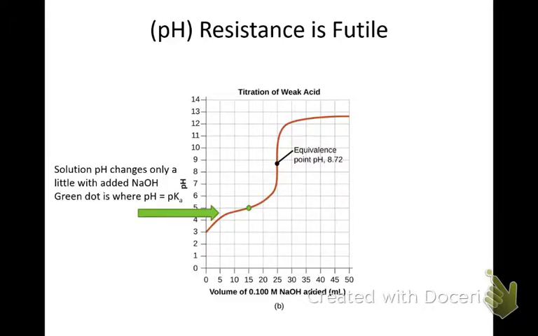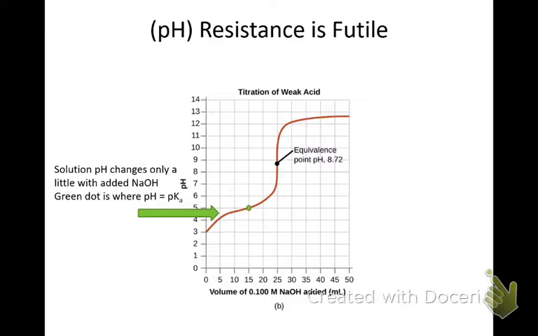We'll talk about this later, but we call this the buffering region of a titration curve, and it represents when there are relatively similar amounts of the weak acid and the conjugate base form because the weak acid has been partially neutralized. We see that the green dot is the pH where the pH equals the pKa. At that point, we're going to have equal amounts of the weak acid form and the weak base form, and that is where the solution has the maximum resistance to pH change.